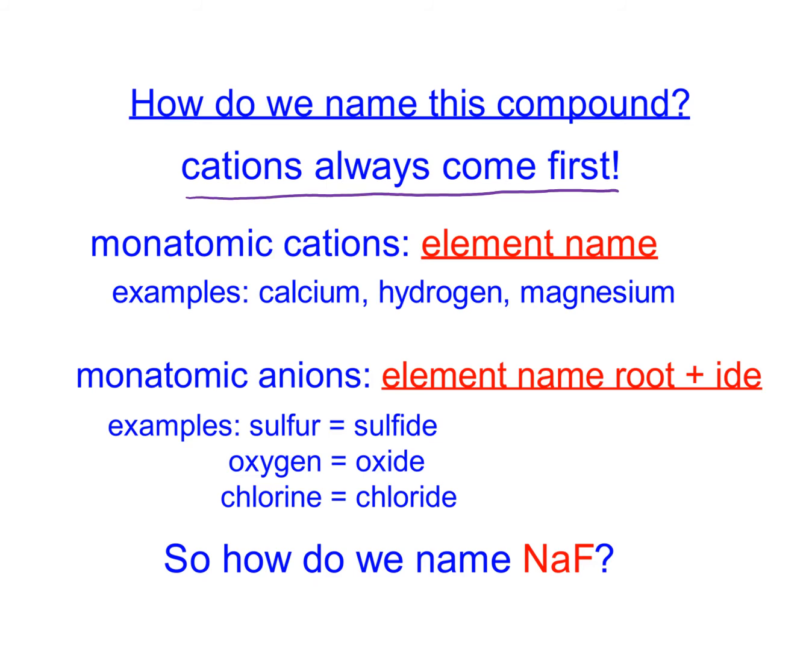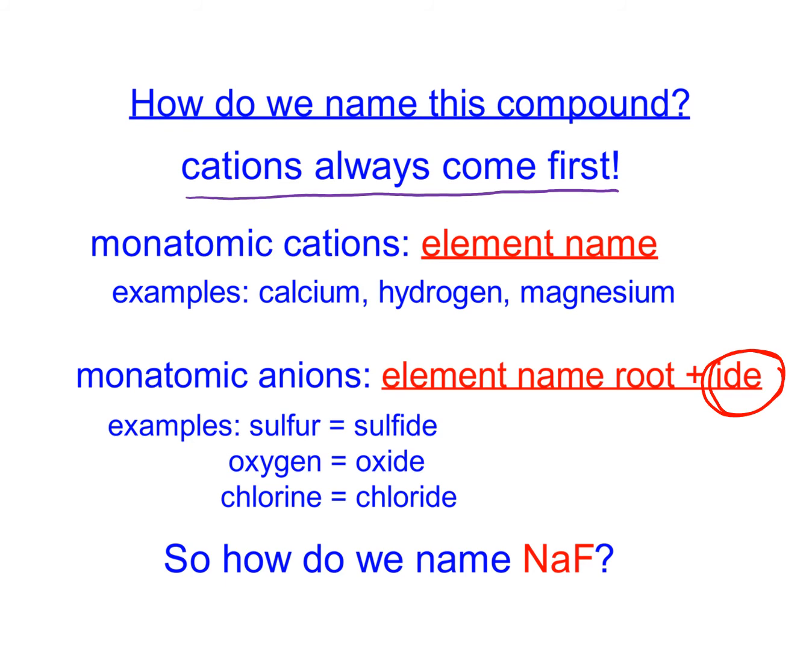The anions are going to be where it gets a little bit trickier, because with the anions you are going to use the element name root, so the big chunk of the element name, but you are going to replace the ending of that name with ide, I-D-E. So sulfur is going to become sulfide, oxygen is going to become oxide, chlorine is going to become chloride, bromine is going to become bromide, and so on.